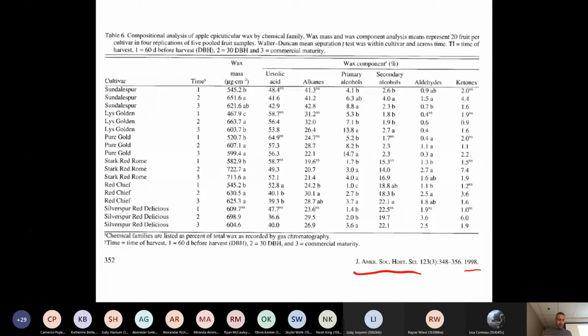But you can see these are chemicals that are found in the wax of the apples. And you can see alkanes, depending on the apple, can be up to 40% of the wax that's on the outer coating of the apple. And what else do we see? Primary alcohols, secondary alcohols, aldehydes, ketones, these other common functional groups that we've been seeing all along.